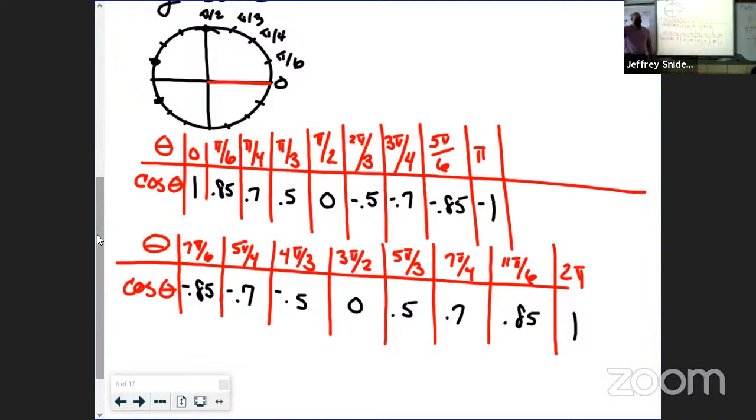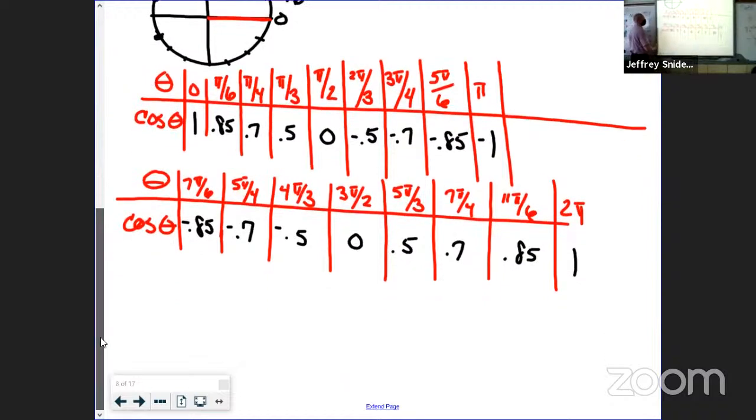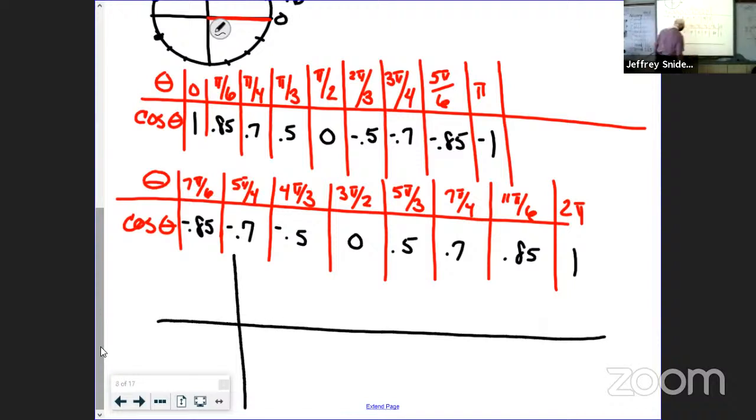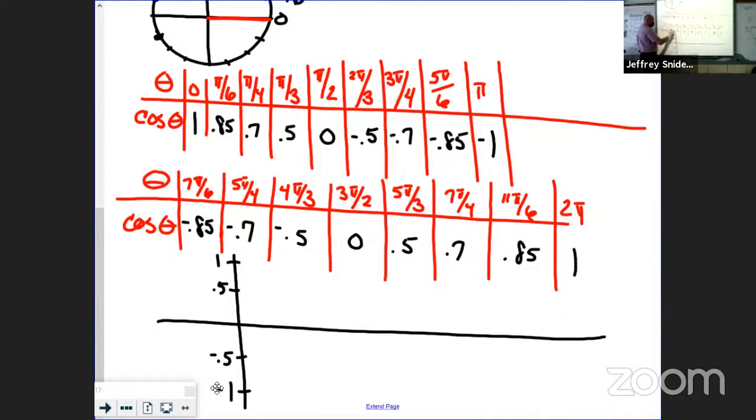Now I'm going to sketch my graph of this. Okay? All right. So my largest output is positive 1. My smallest is negative 1. Here, of course, is 0.5. Here, of course, is negative 0.5. So this is the cosine of theta. This is theta now. This axis is the theta axis. So it starts at 0 and it ends at 2 pi.